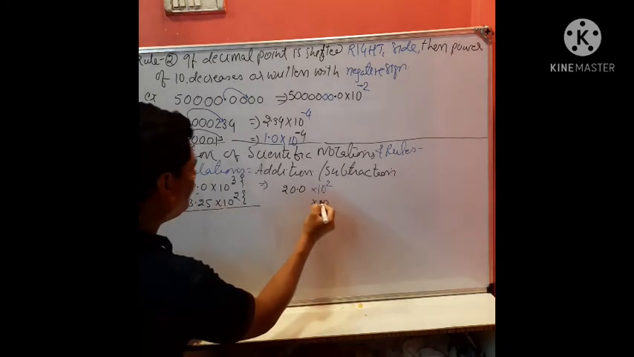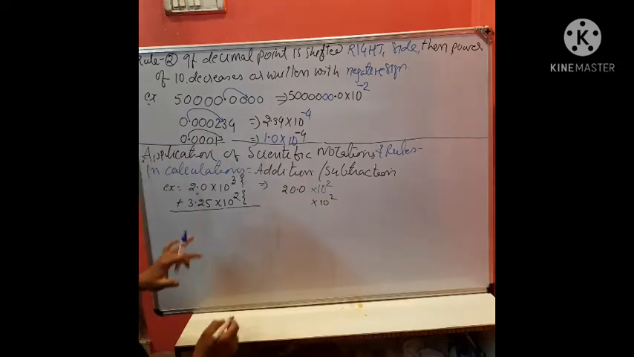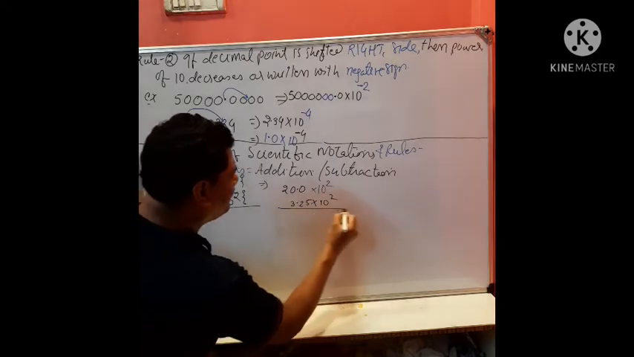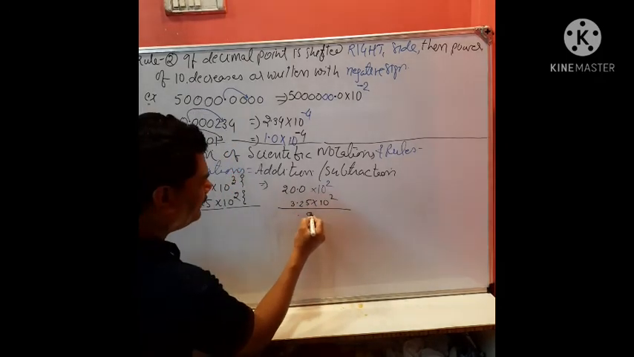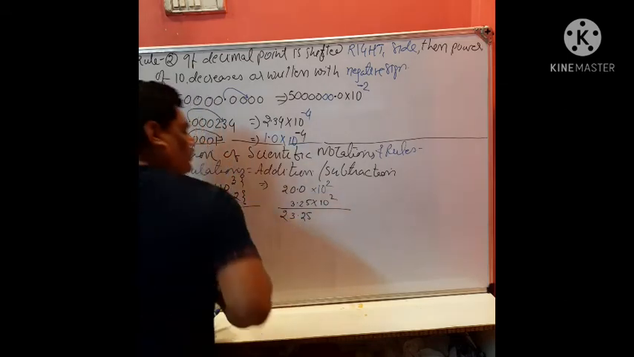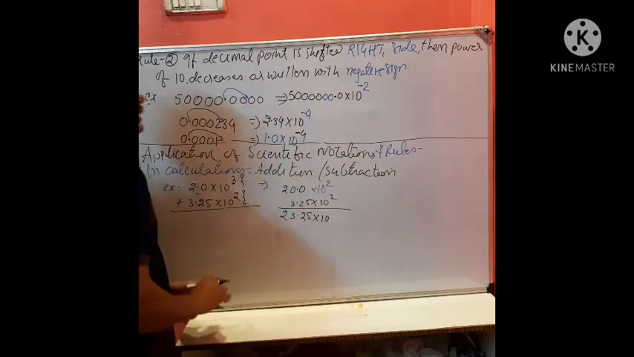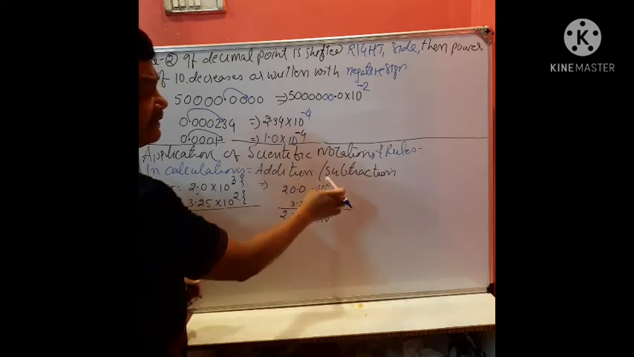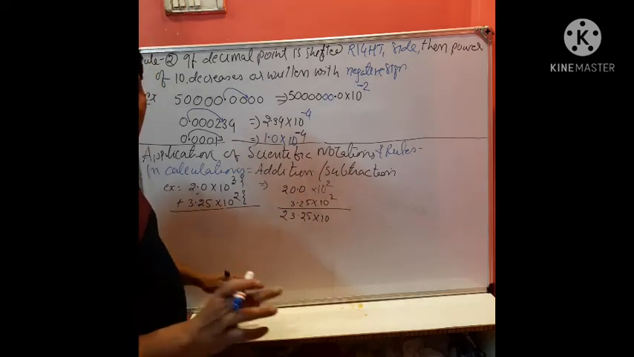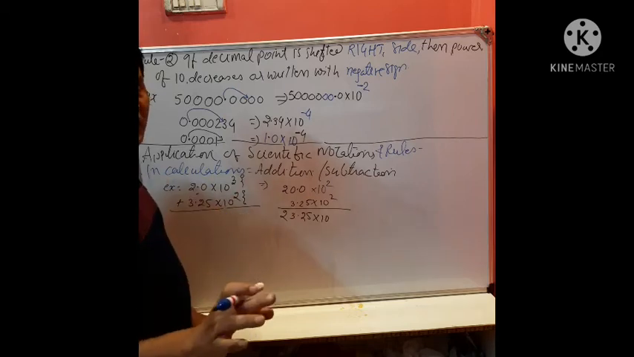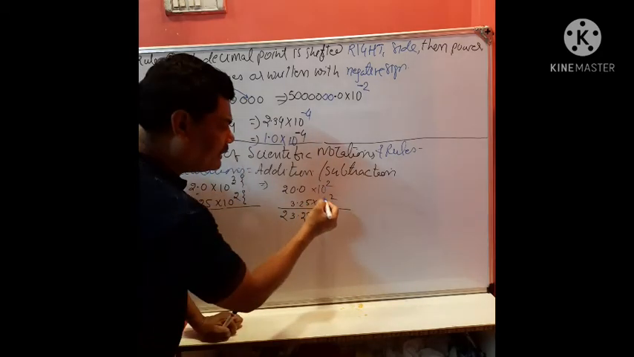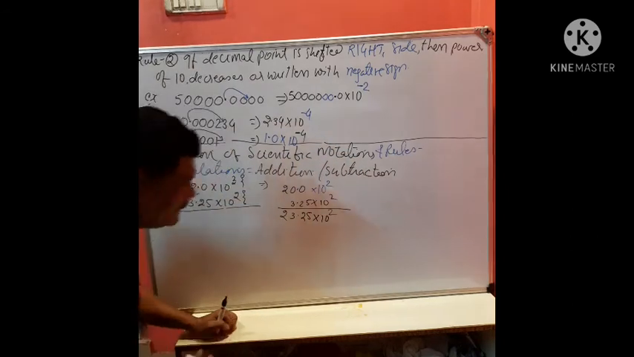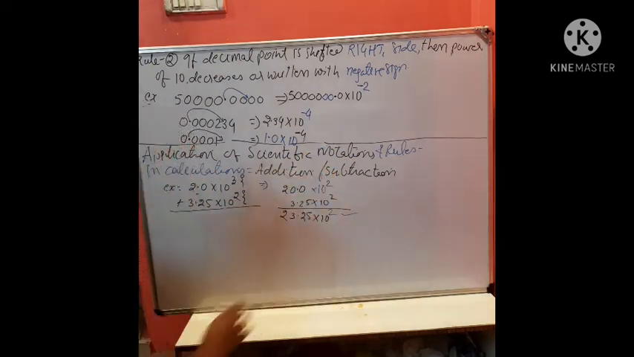This is 10 to power 2, already given there. Now write the value, 3.25. Now simply add the numbers: 23.25 into 10 to power. Now in addition and subtraction, if the powers in the given numbers are the same, then the power is not added or subtracted, but it remains the same. That means the 10 to power there will be no change. 10 to power 2 simply. So in this way we can solve the question.